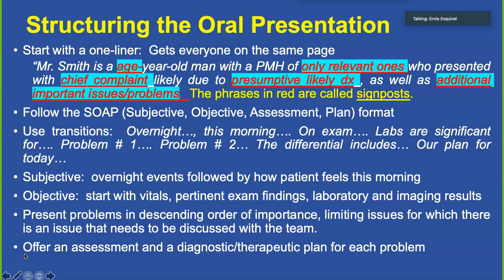The subjective, of course, refers to the overnight events followed by how the patient's feeling this morning. In the objective, start with vitals, the pertinent exam findings, and the laboratory and imaging results from the past 24 hours. Present the problems in descending order of importance and limit them to the issues where there is actually something to be discussed with the team, and then offer an assessment and diagnostic and therapeutic plan for each problem.